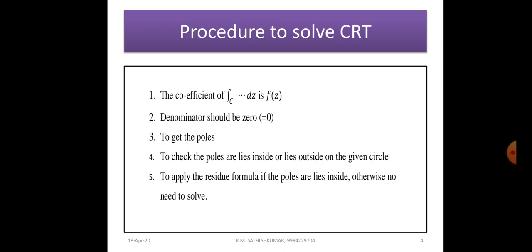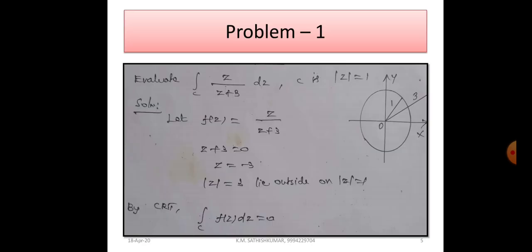Okay, shall we go to the problem? Yes. Okay guys, listen. The first problem: evaluate the integral over C of z by (z plus 3) dz, where C is mod z equals 1.